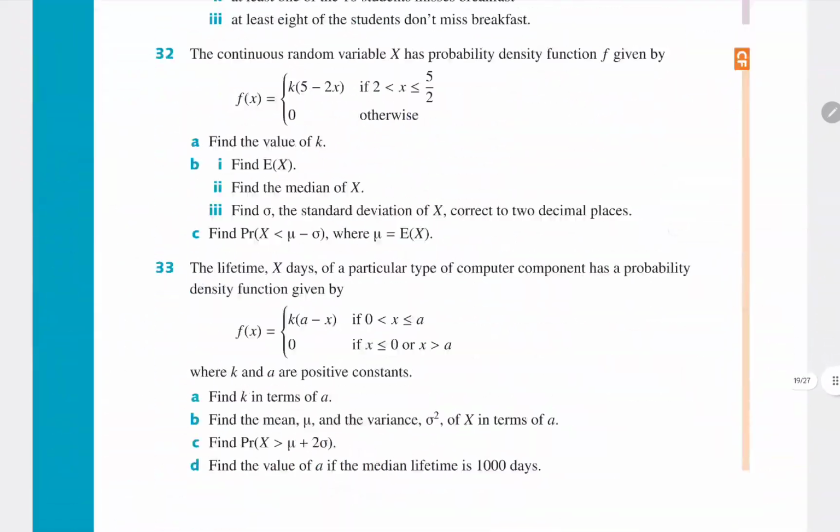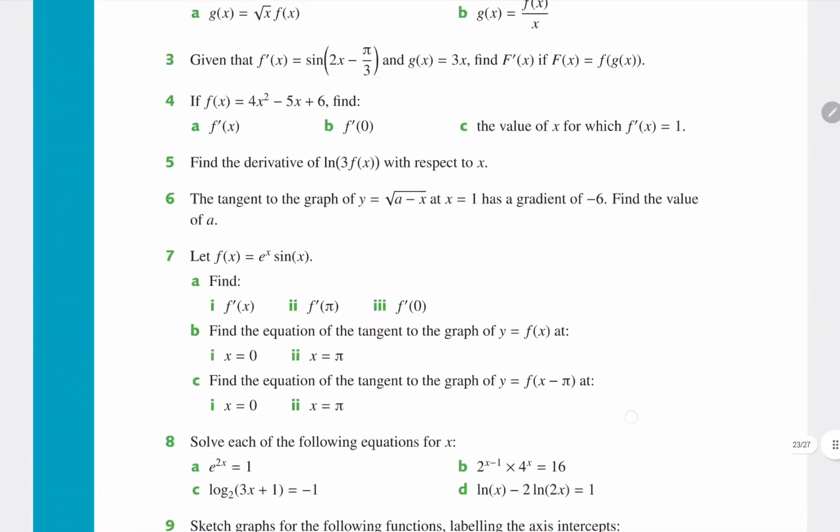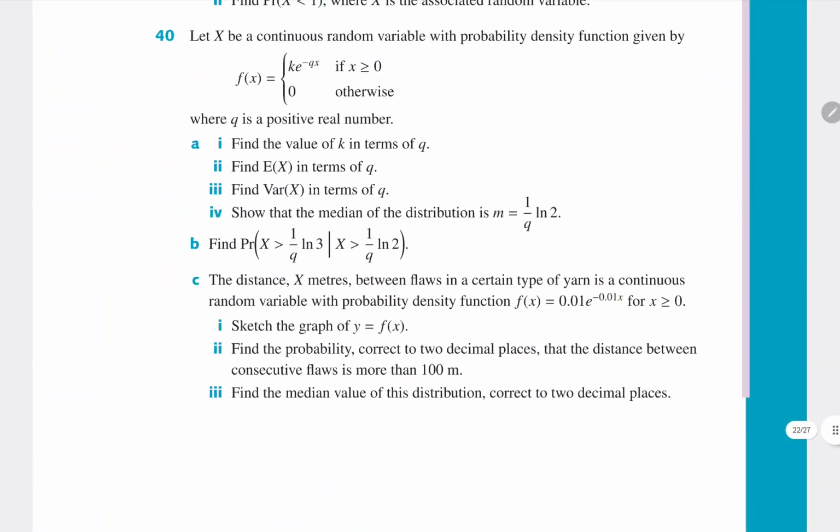Even 30 actually. Wow, that's a lot of questions. All right, so extended response. These are really long ones. Okay, so that's 40 questions. 40 questions, 40 opportunities for you to practice solving things that you most likely haven't seen before.